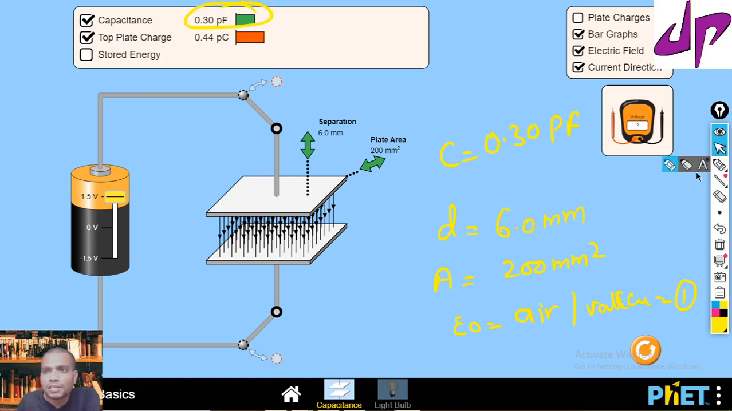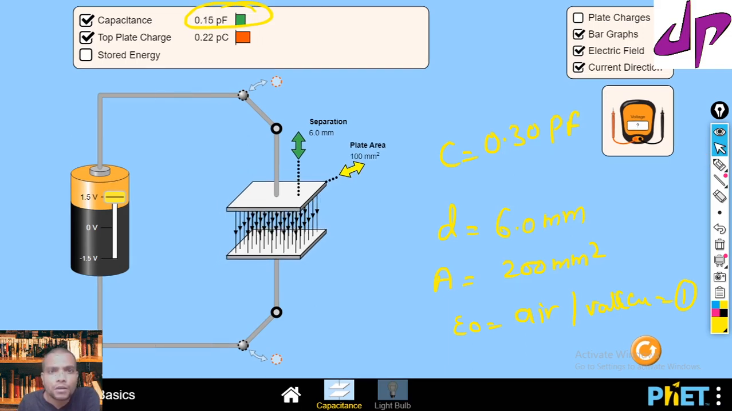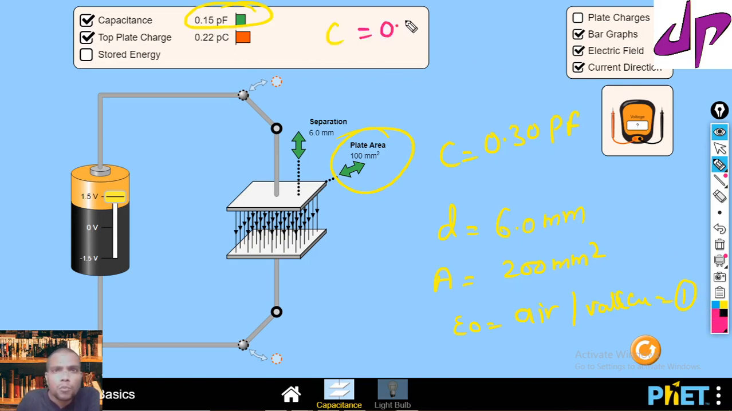Suppose I change the area, decreasing it. Now you can observe the area is decreased to 100 millimeter square and the distance is the same. Now the capacitance decreased to 0.5 picofarad, with D equal to 6.0 millimeter and the area A equal to 100 millimeter square.